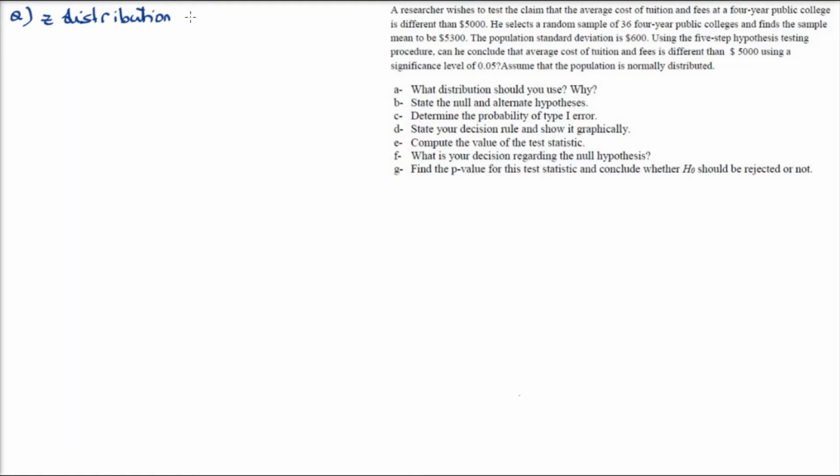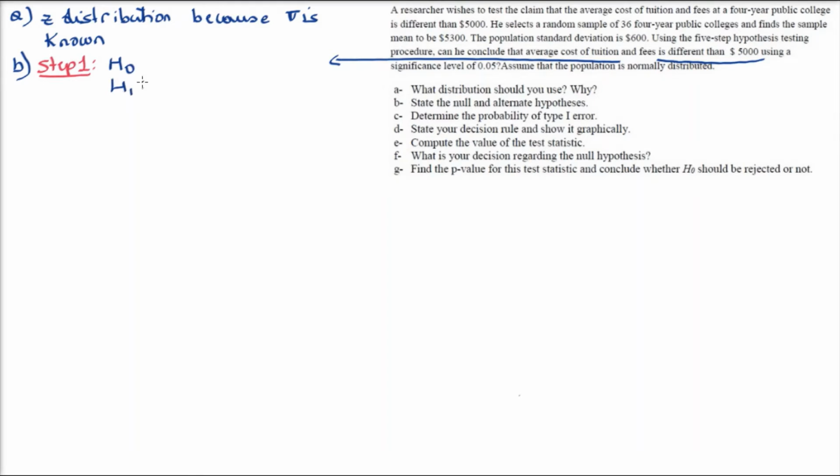Question A. The distribution we should use is the Z distribution because we are testing a mean and the standard deviation of the population is known. Question B. This is the first step from the 5 steps procedure. We always state our claim in the alternative hypothesis H1 and its inverse in the null hypothesis H0. So if we're claiming that the average of the population is different than $5,000, this is stated in H1 and its inverse goes to H0, which is that the average of the population is equal to $5,000.